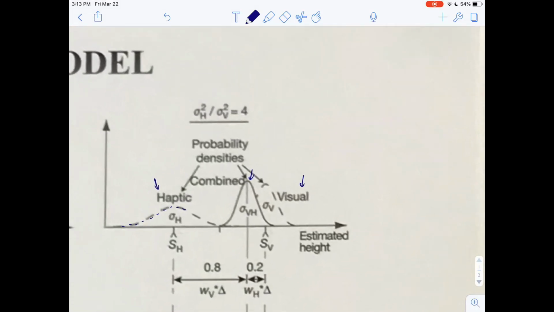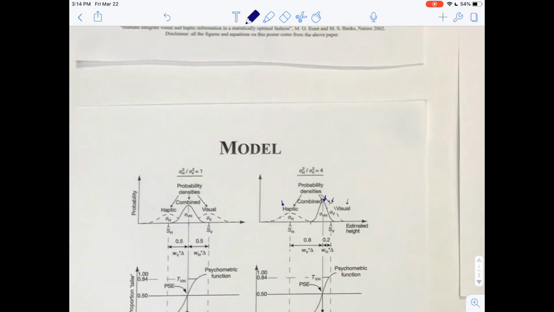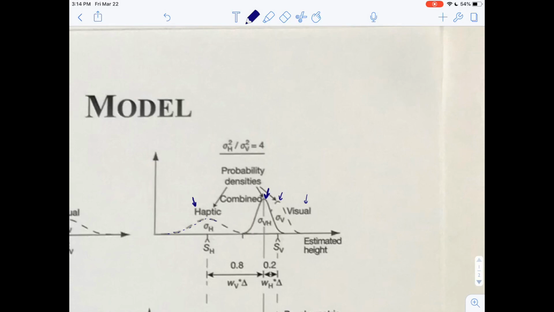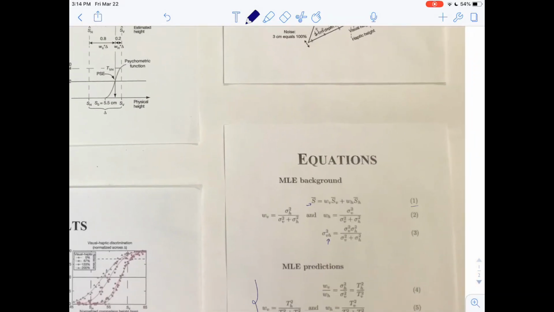So the idea of the paper is that it determines the properties of the visual only Gaussian by doing visual only experiments. It determines the properties of the haptic only or touch only Gaussian by performing touch only experiments, and it determines the properties of the combined Gaussian by doing touch plus vision experiments. It then checks if all these three Gaussians satisfy the MLE equations.